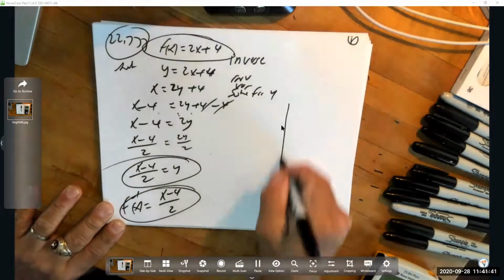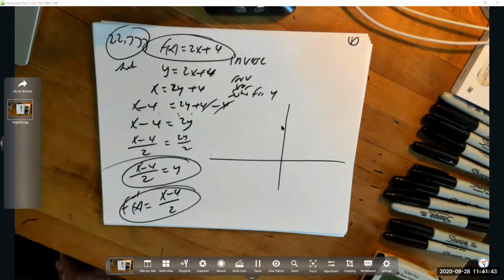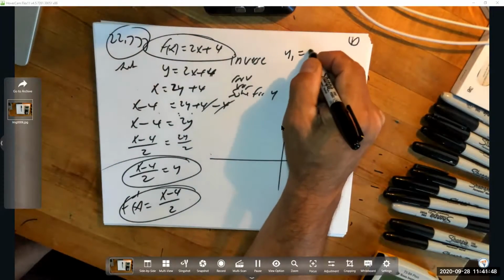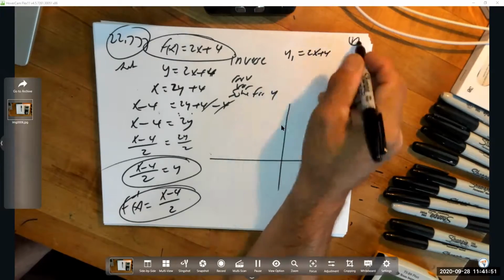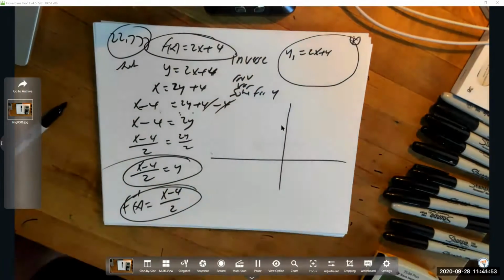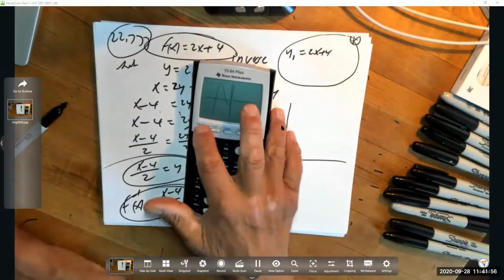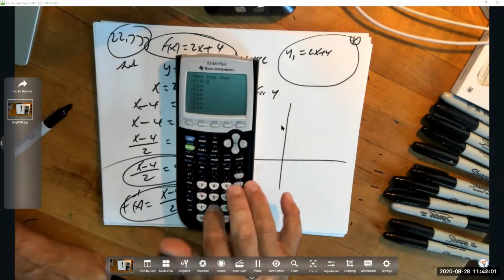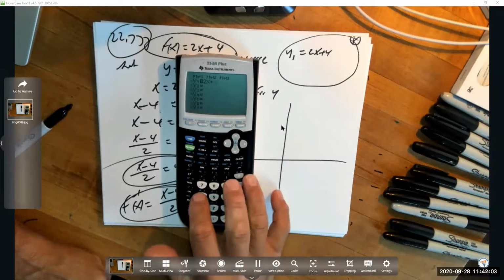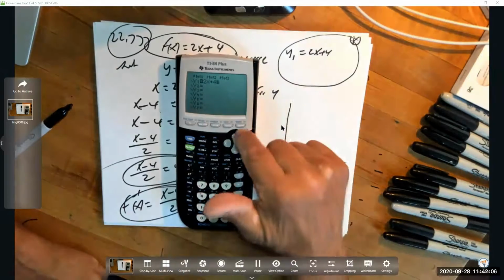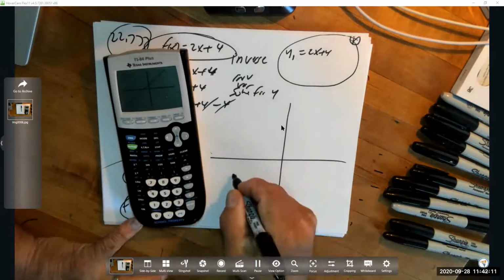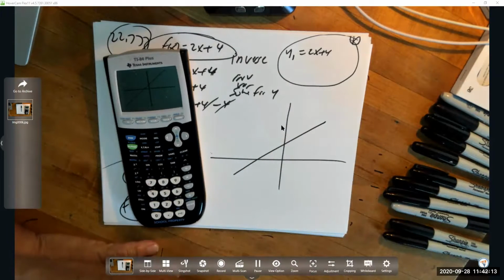So now, in this picture right here, we're going to have to draw 3 things. y1, the original problem, is 2x plus 4. So right now, do that on your machine. Ready? Let's just do that. I'm gonna clear that one out. I'm gonna put 2x plus 4, and hit graph. All right, so it looks like I got this picture. Something like that. Y'all get that? 2x plus 4.